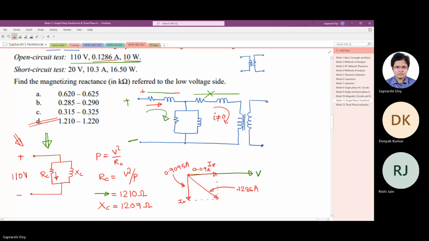RC. Are you sure? RC and XC both consume power. XC will consume power. Sorry, sir, store power. No, but this is 10 watt. This is active power that is continuously being consumed. Does an inductor store energy in an AC circuit?